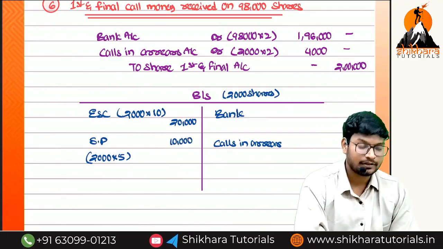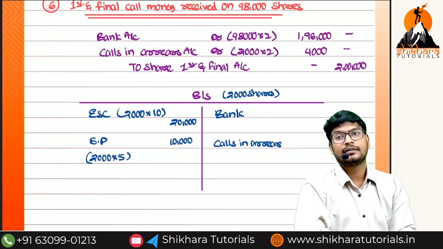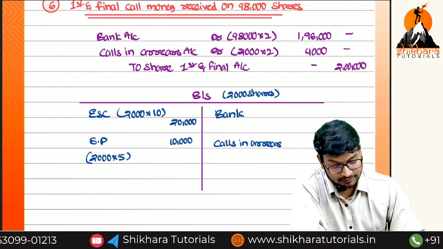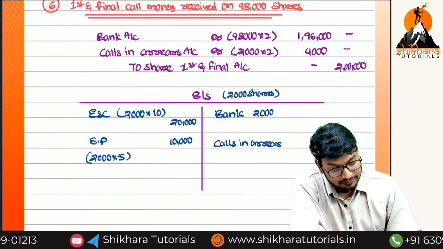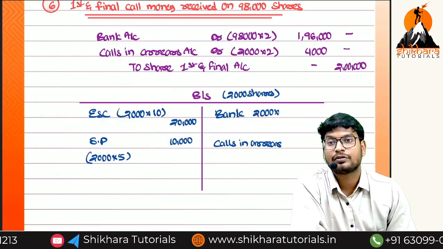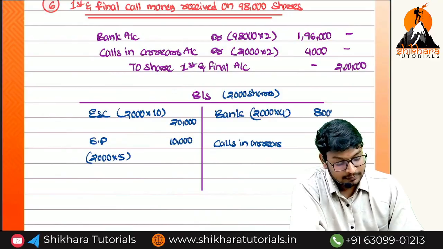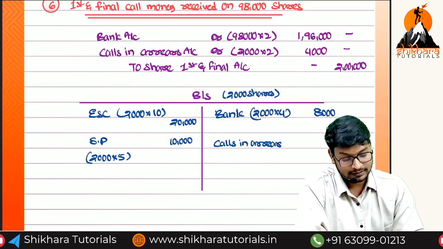10,000 and 20,000. Then coming to the bank, which installment have we received? Only the application money. That means 2,000 into the application amount, which is 4 rupees. That is equal to bank 8,000. And calls in arrears.